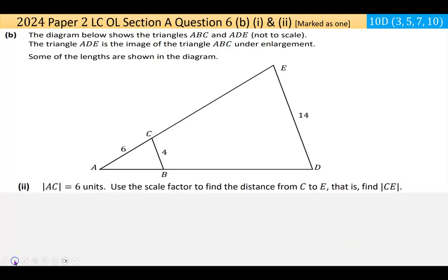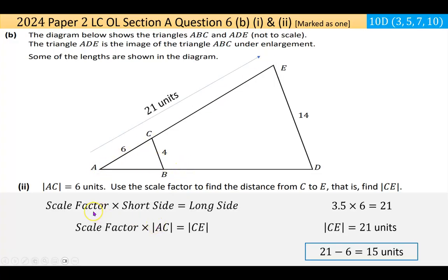Now part 2 says that the length AC is 6 units. Use the scale factor to find the distance from C to E, from here to here. We can use the scale factor to find the distance of A to E first. So the scale factor by the short side gives the long side. We know the scale factor is 3.5, we know the short side is 6, and that gives us the long side of 21.